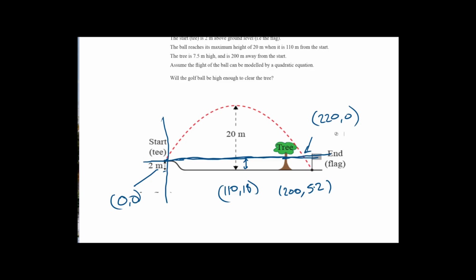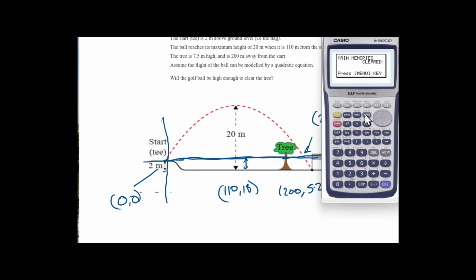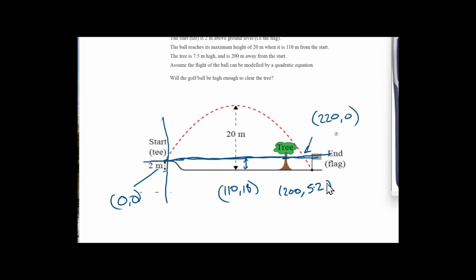And I'm not going to do that. I'm just going to grab my calculator, to be honest, and do it. So let's get our calculator. There we go. Let's go to main, and I'm going to do a regression. So I'm going to go to menu, stat, and I'm going to enter these 3 points. And we don't want to put the point of the tree because we don't know if the tree is on there. So 0, 0, 110, 18, and 220, 0.